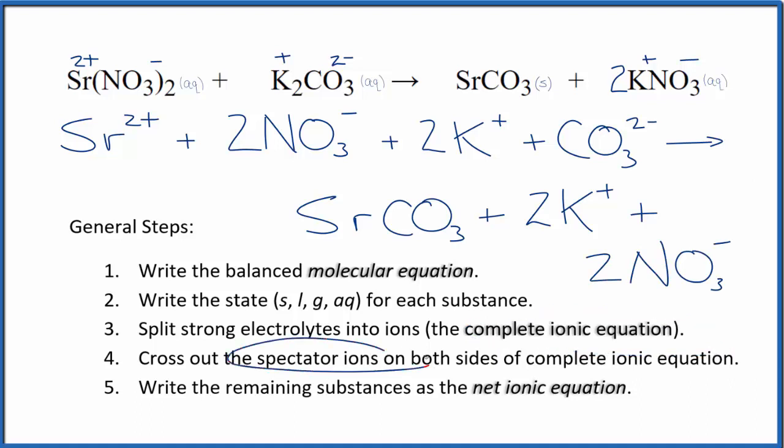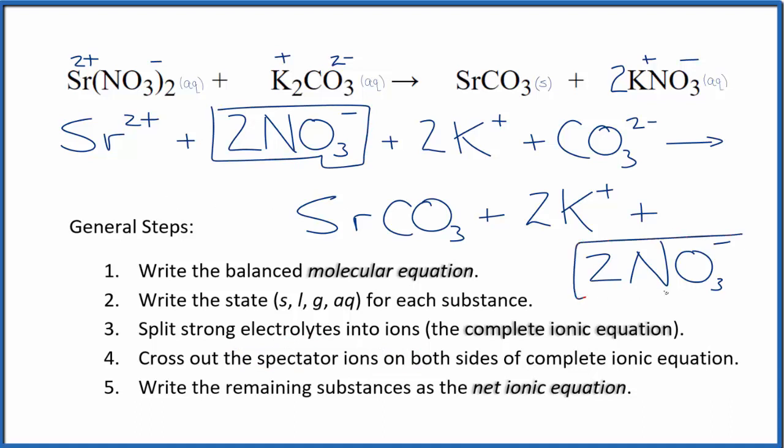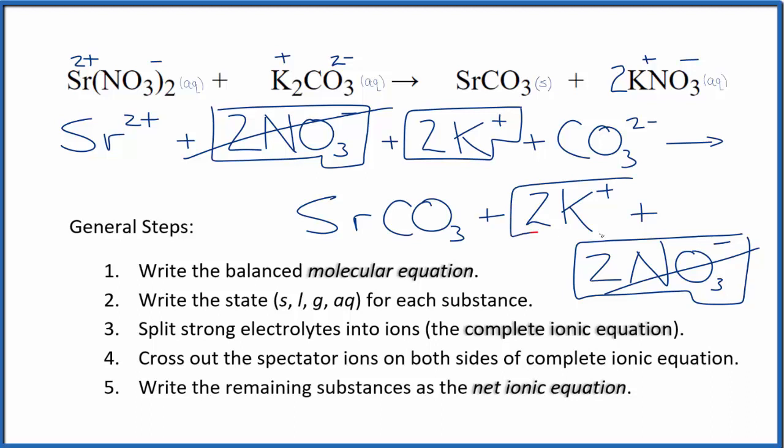Now we can cross out spectator ions. They're on both sides of that complete ionic equation. When I look at the reactants here, I see 2 nitrate ions. In the products, I also have 2 nitrate ions. Those are spectator ions, and I can cross those out. Reactants, 2 potassium ions. Products, 2 potassium ions. Spectator ions. Cross them out.